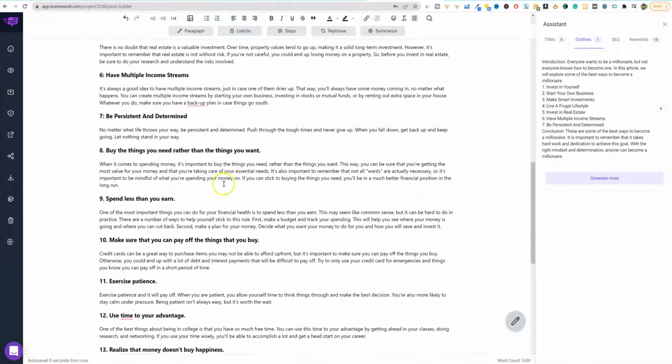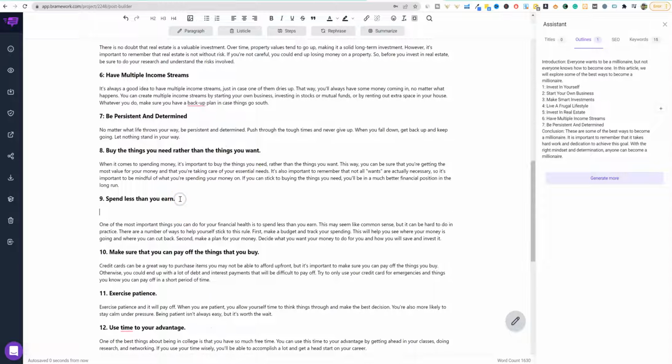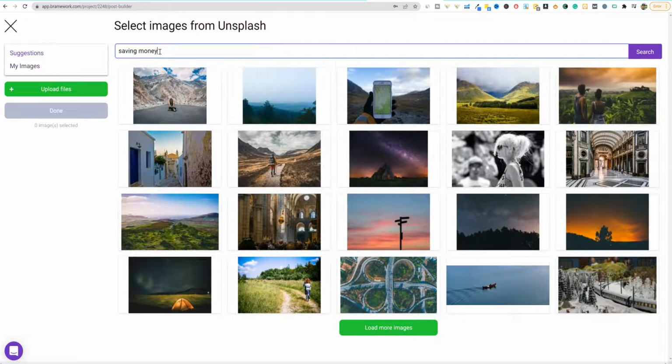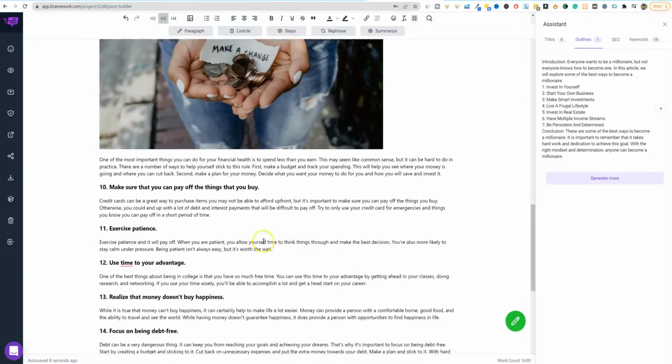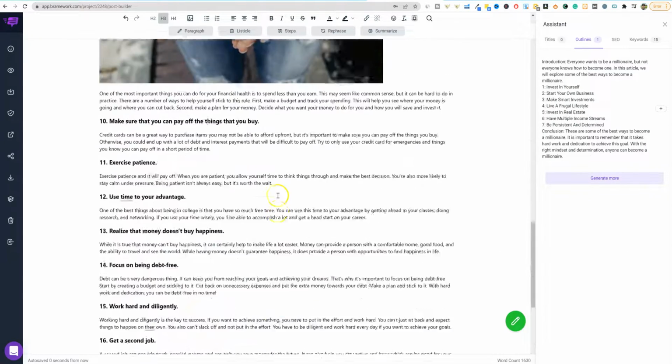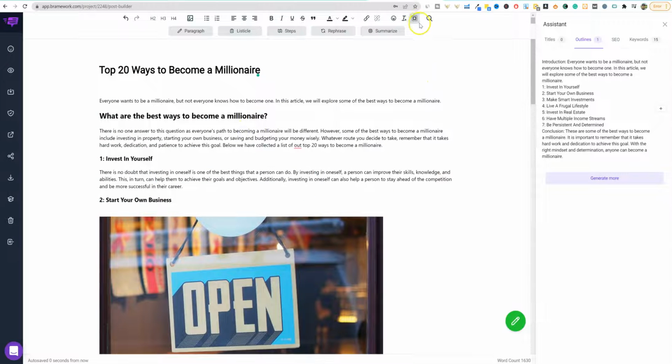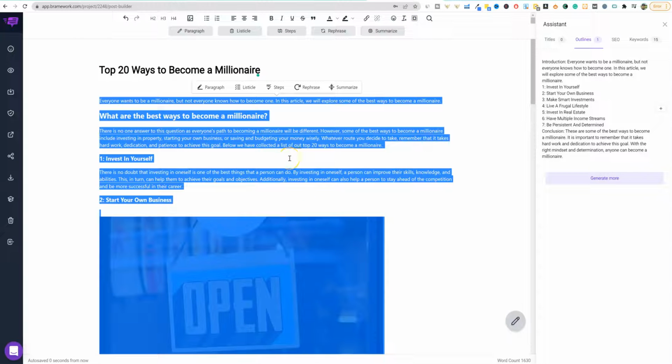And you can come through here every few, buy things that you need rather than the things you want, spend less than you earn, maybe right here, add an image, something about saving money. So then we have another image right there, and you can just add more images. I love how you can add images right inside here. When you copy and paste this, you can actually click this button up here, copy the entire thing. It's ready to paste right into WordPress.